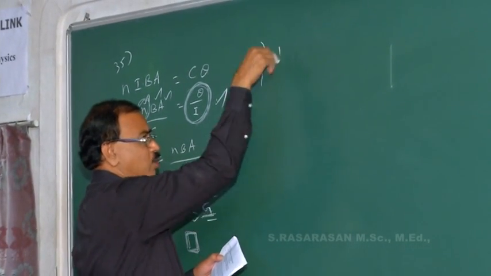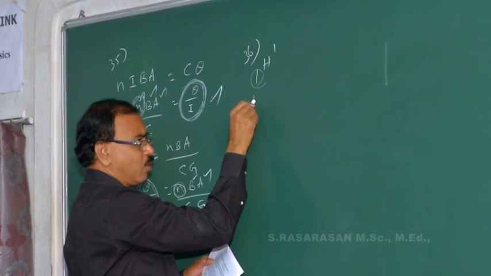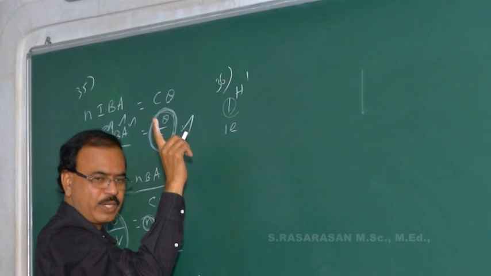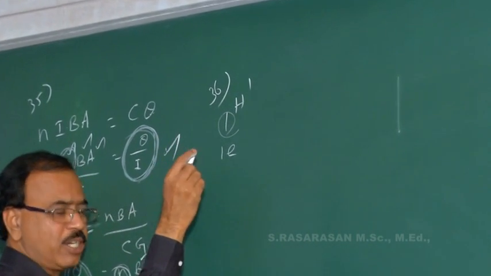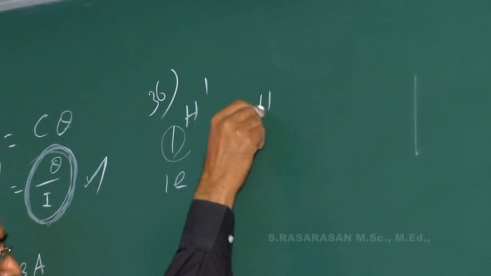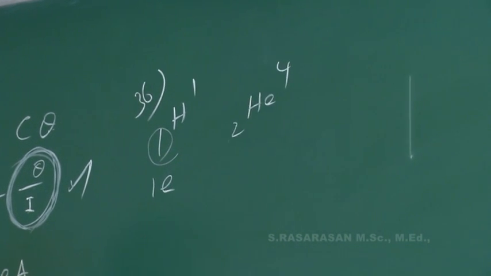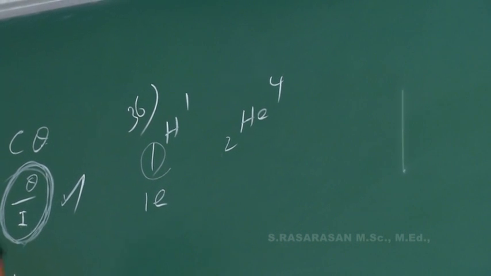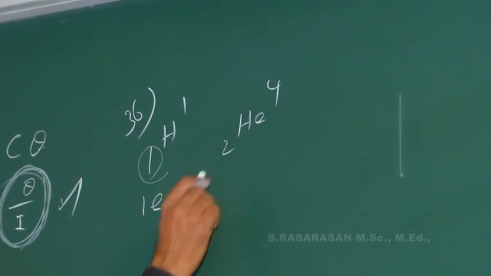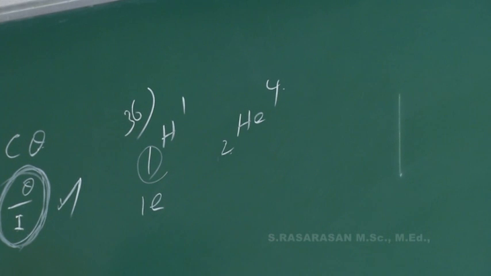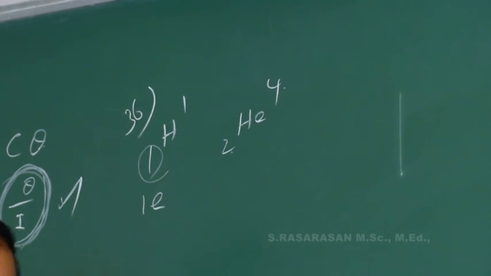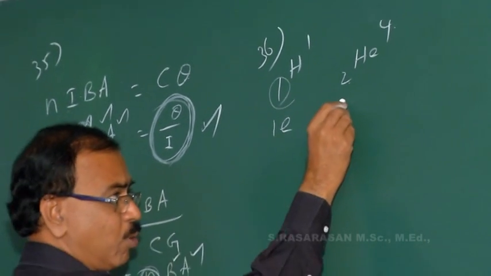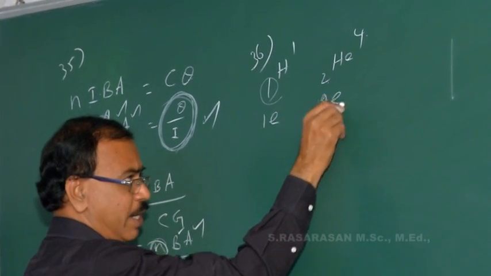Question number 36. Proton is 1H1. What is the charge of proton? 1e, 1.6 × 10 power minus 19 coulomb. Alpha particle. What is the symbol for alpha? 2He4. Now the alpha is nothing but a helium nucleus, 2 protons, 4 minus 2, 2 neutrons. Alpha particle is made by 2 protons and 2 neutrons. One proton 1e, 2 protons 2e.